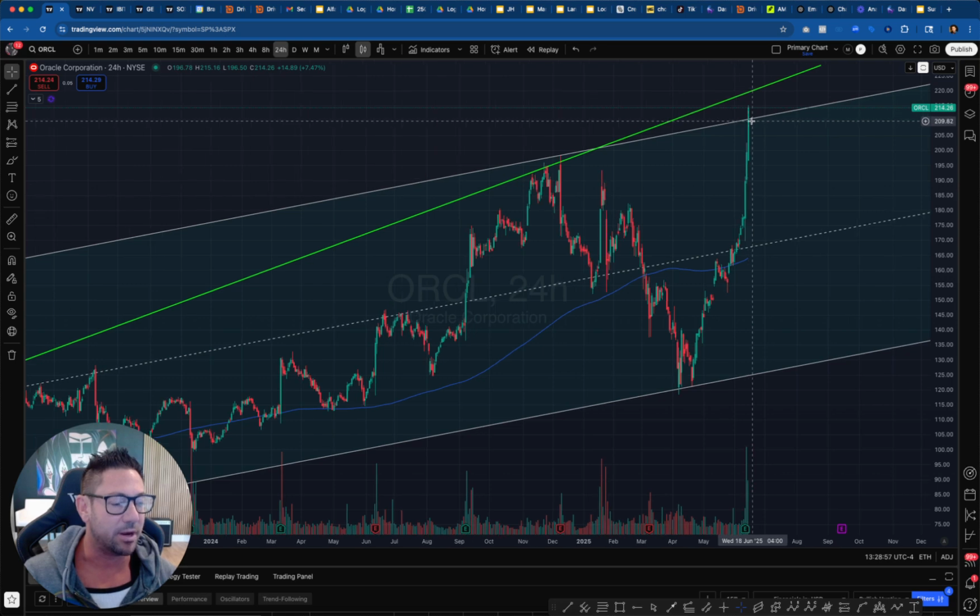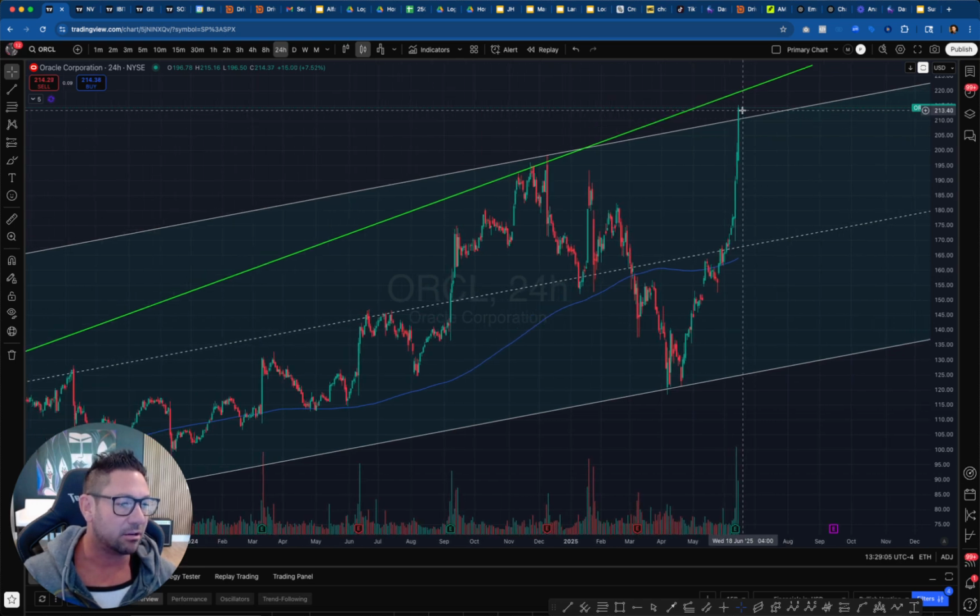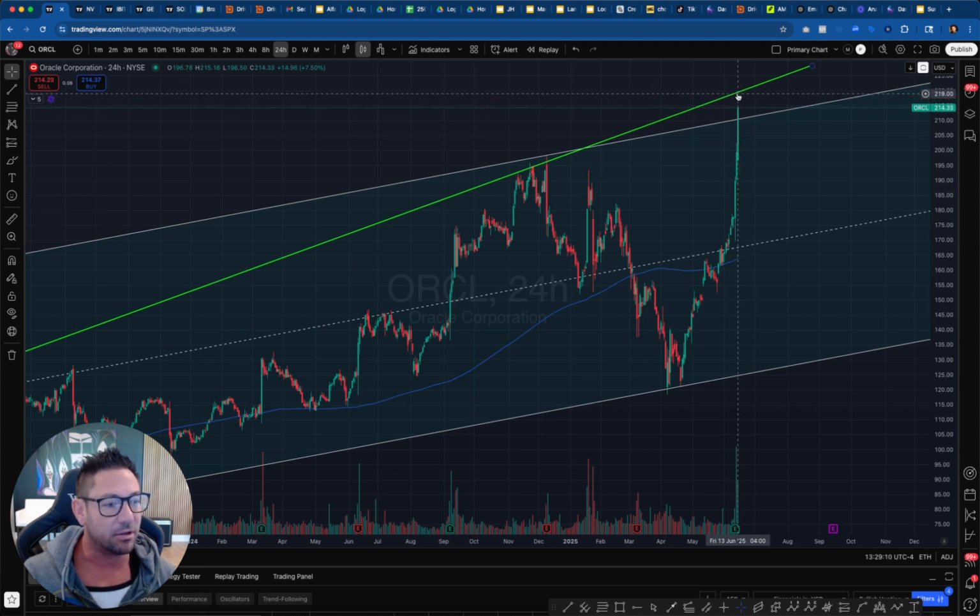What I'm looking at is that this was a great level, the top of the parallel, 210, right? I actually entered a short in this today at 210, 210.37 to be exact. And I dollar cost average at 215 when it clips 215. And then my third dollar cost average is going to be up here around 219, 220.